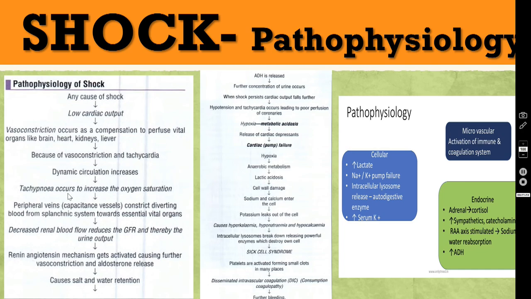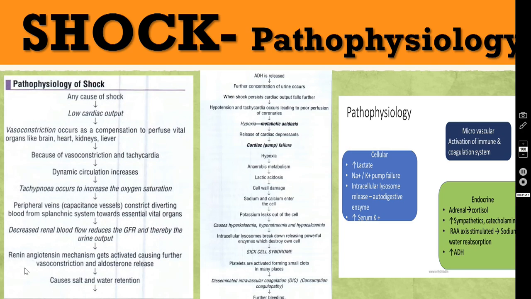That means tachypnea occurs to increase the oxygen saturation. Peripheral veins constrict, diverting blood from the splanchnic system towards essential vital organs. This happens not in the distributive shock. In all other types, there is constriction of the peripheral vasculature. Decreased renal blood flow reduces the GFR, and thereby the urine output will be decreased, either oliguria or even anuria.